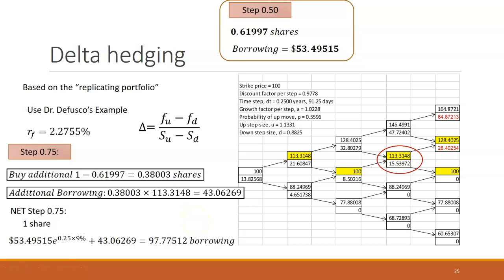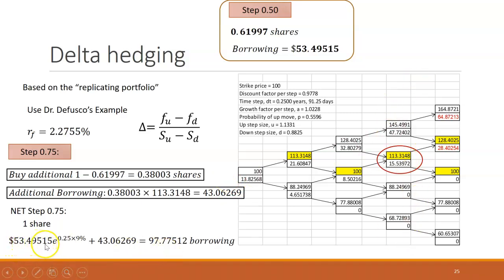So if you're short that call and you're covering your position, then you want to own a whole share. Right? So to do that, at the end of the last step, I only own 0.61997 shares, so I have to buy an additional 0.3803. That's going to cost me, since the price is 113.31, just over $43. I'm going to get that by borrowing. All right? And so at the end of this step, my borrowing will be that amount.